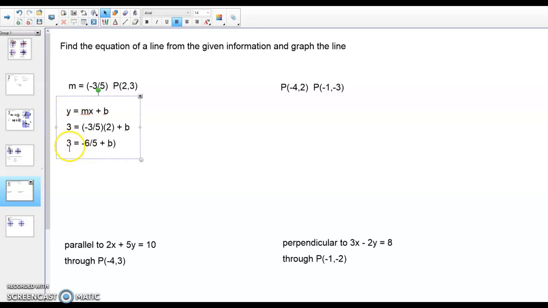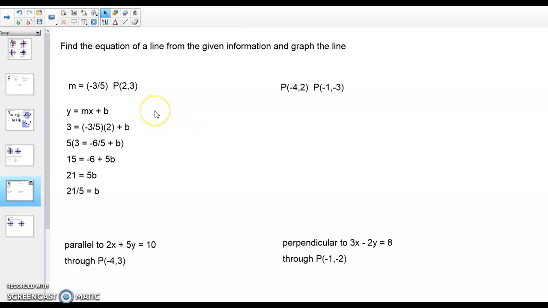Now we're going to multiply everything here by 2. Oops, not by 2, excuse me, by the denominator of 5. So now when I multiply everything by 5, I get 15 equals negative 6 plus 5b. We get 21 equals 5b. And my 21 divided by 5 equals b. So my first equation is going to be y equals negative 3/5 x plus 21 over 5.